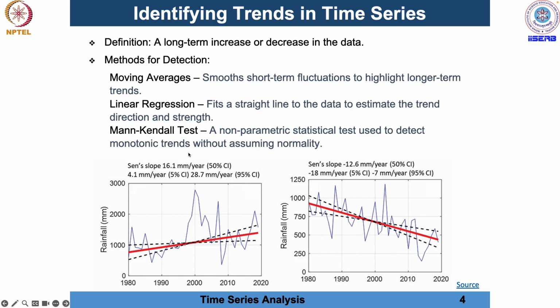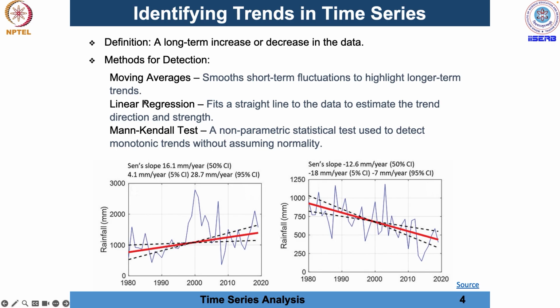When you try to assess the trends in a time series, there are three methods which can tell you whether the trend of the data set is increasing, decreasing, or fluctuating. First, you can use moving averages. With a moving average window, you calculate the average values of the data points and plot it on the same plot, where you get the smooth behavior of your data set. Basically, it smooths the short-term fluctuation and highlights your long-term trends in the data set.